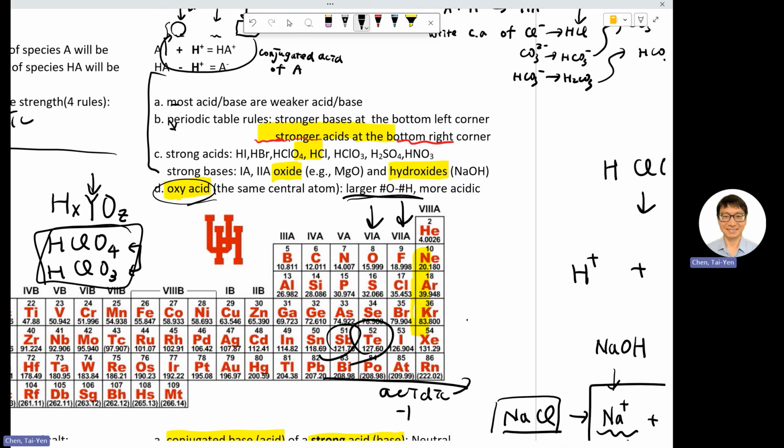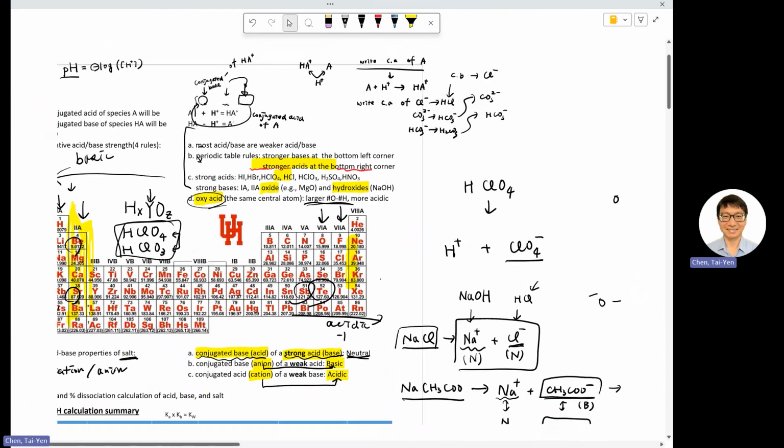Let's start from H, X, center atom Y, and then oxygen to higher value, right? So if you have the same center atom, then the one that has a larger difference between the oxygen and proton will actually be a stronger oxyacid. So those are the concepts that we went through last time for the second point.